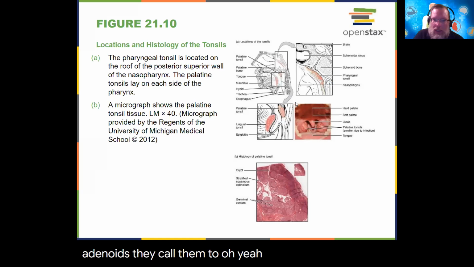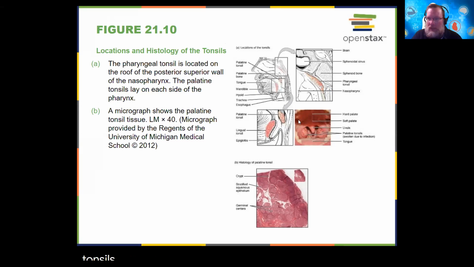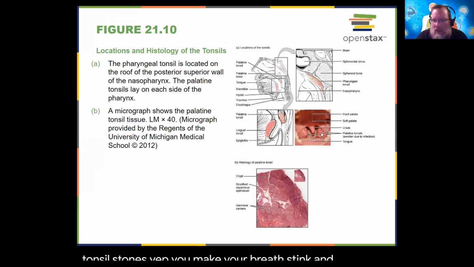Oh, yeah. Good, Lori. Yes, absolutely. Tonsil stones. Yep. Yuck. They make your breath stink, and they can kind of hurt. Yeah, I feel it's like a collection of lymph, right? It's kind of like infection that's been pushed out of the tonsils.